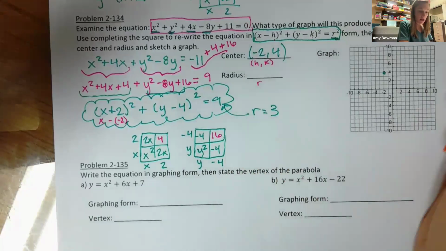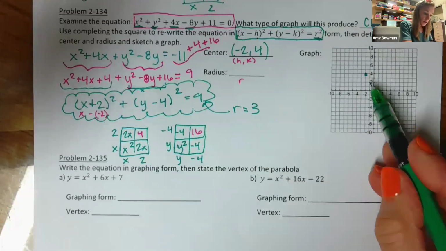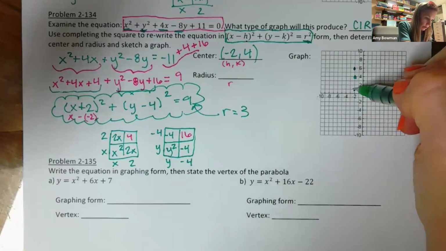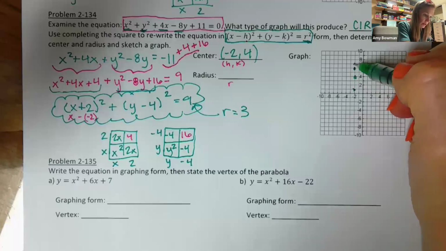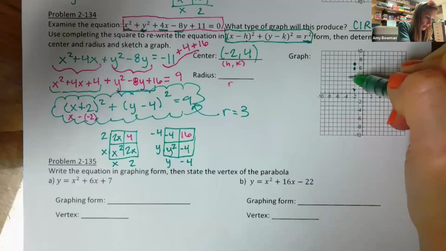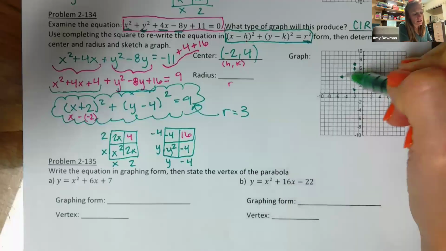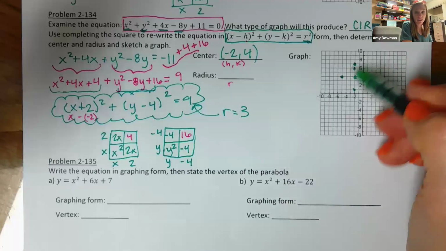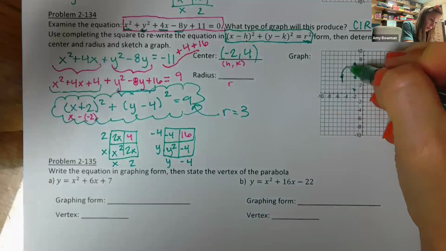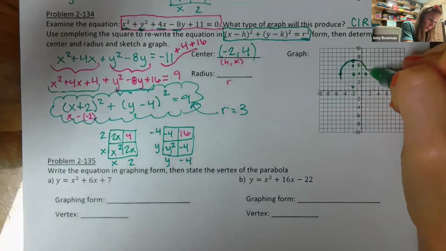To graph a circle, once you plot the center, you can go up 3, down 3. So you can just go 3 units. Oops, that was only 2. 3 units away directly up, down, left, and right. So it kind of looks like a rotated square. But then you just do your best to sketch in a circle with those 4 points.